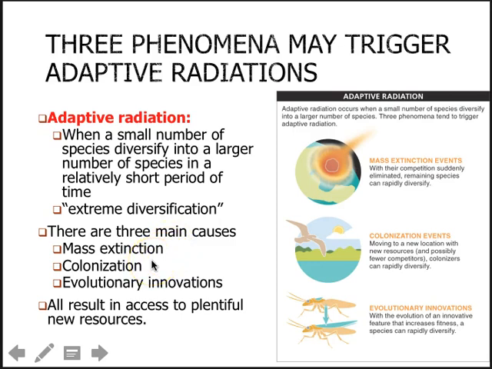Colonization can do this too. If organisms move to a new location where there's abundant resources and less competition, you can start to get rapid diversification and rapid speciation in those new locations. And then finally, evolutionary innovations can also lead to adaptive radiation. For example, the wings of insects, that was a huge innovation. It allowed insects to not only escape predators, but to also fly and find new sources of food.